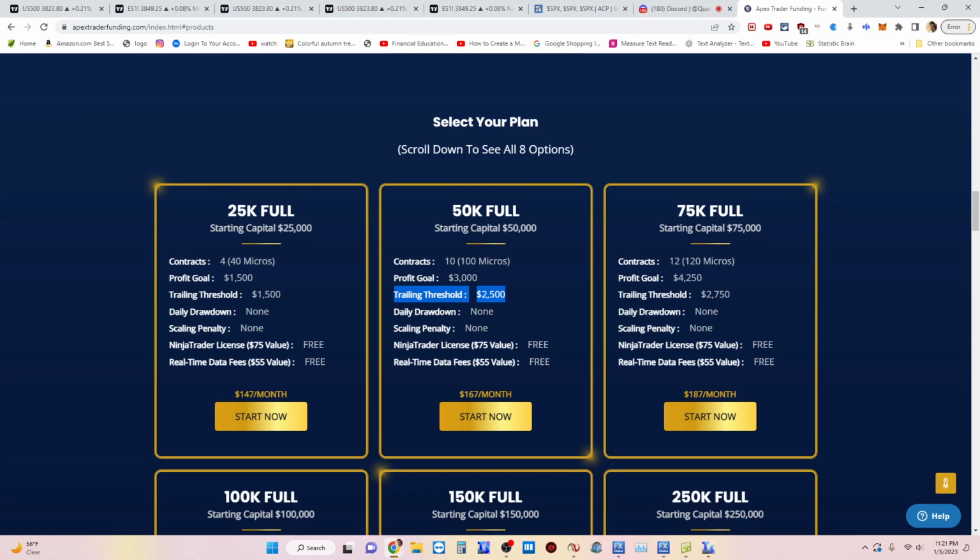Imagine you had 20. Then you would have reached your profit goal as well, right? Yeah, I would have passed the accounts with 3K profit, and that would have failed them right away. That's true.